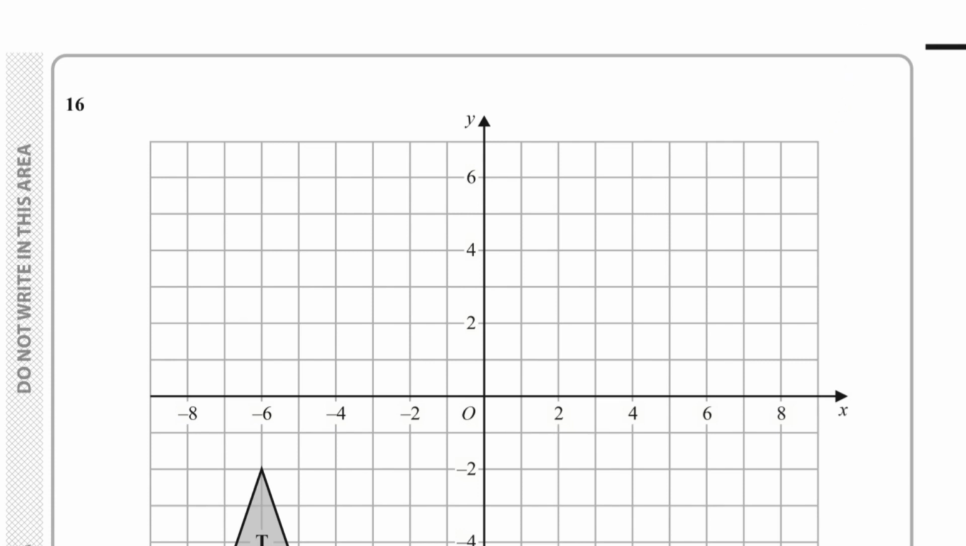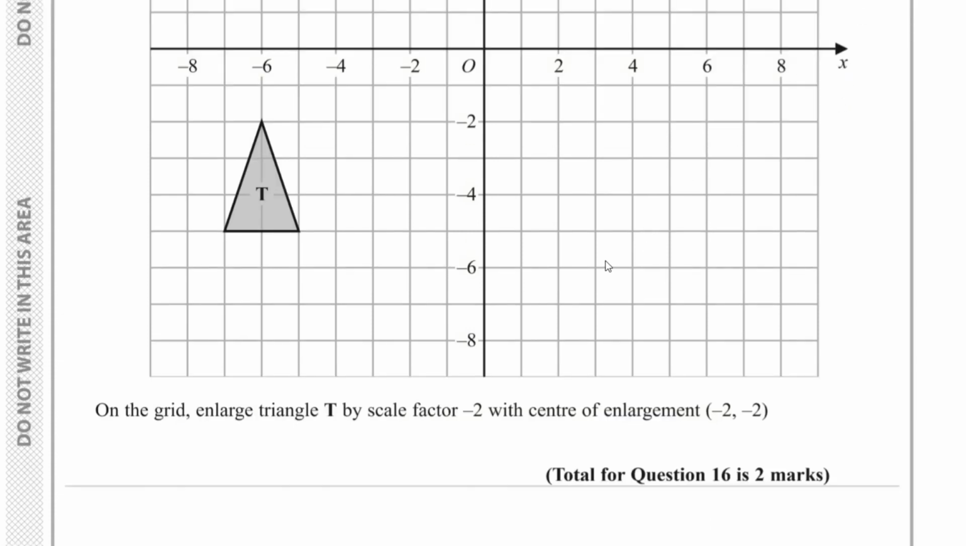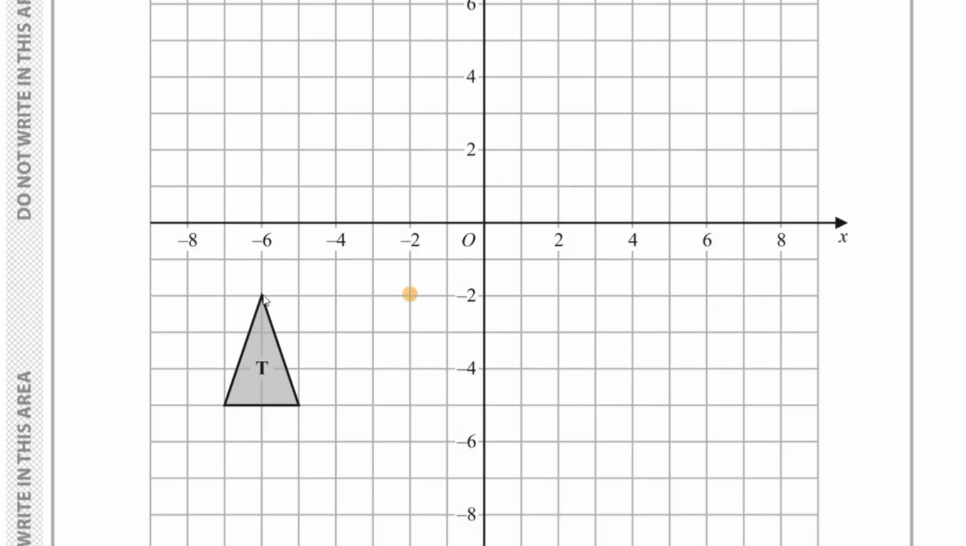Question 16. On the grid, we have to enlarge triangle T by scale factor negative 2 with center of enlargement negative 2, negative 2. Now, negative 2, negative 2 is here, so here is our center of enlargement. Now, from this point to here, we go 4. So we need to go 8 in the opposite direction. So we've got 2, 4, 6, 8 in the opposite direction, as shown here.